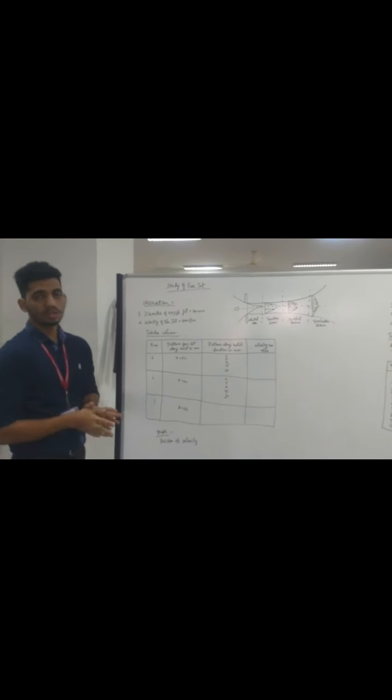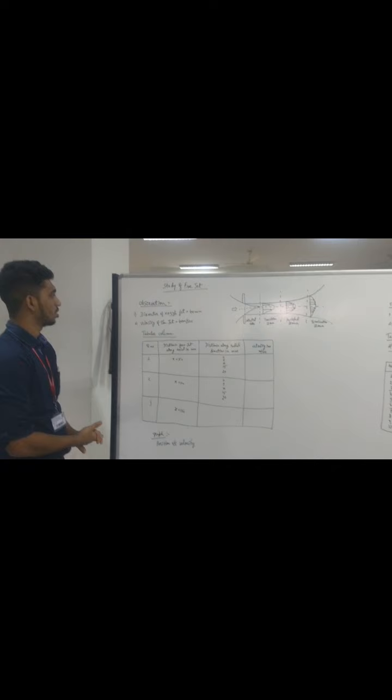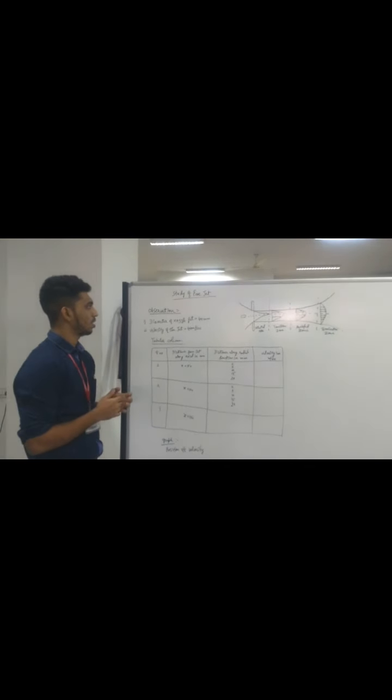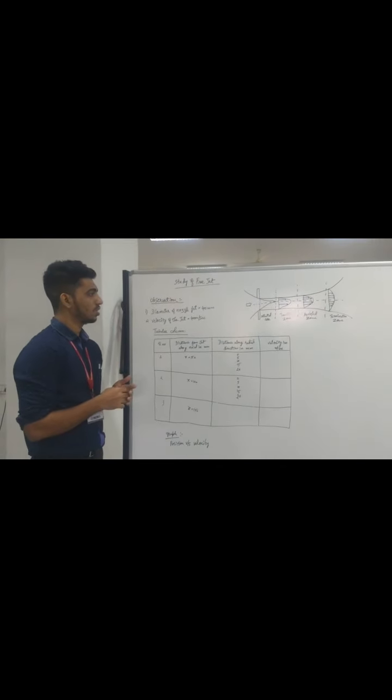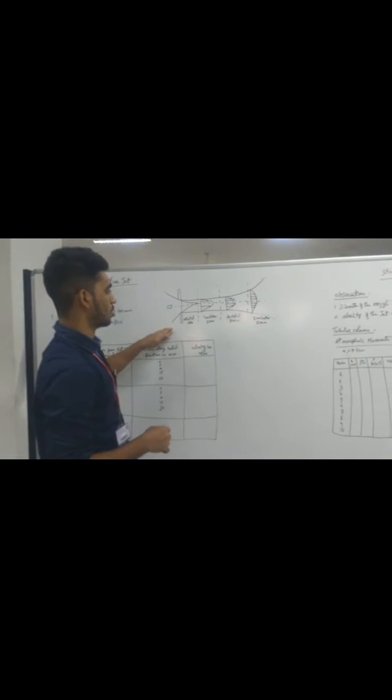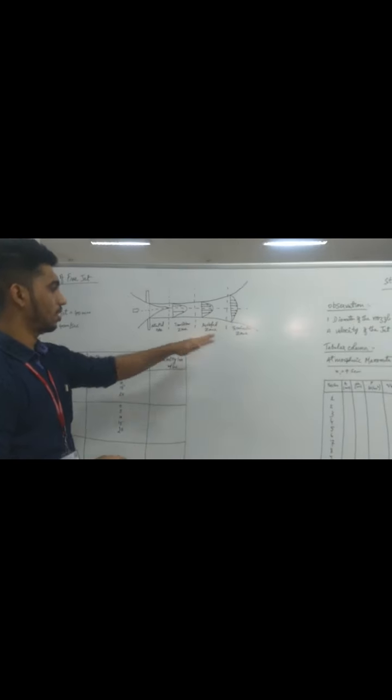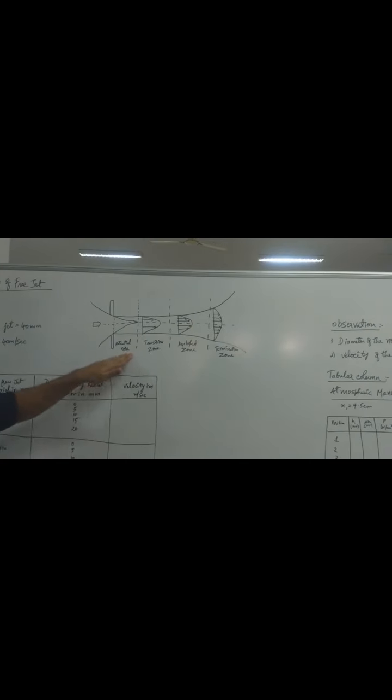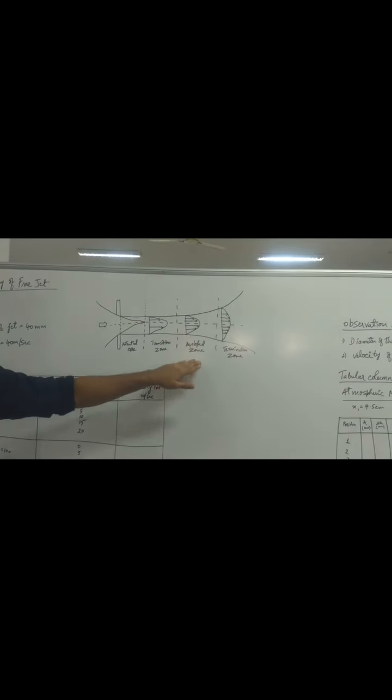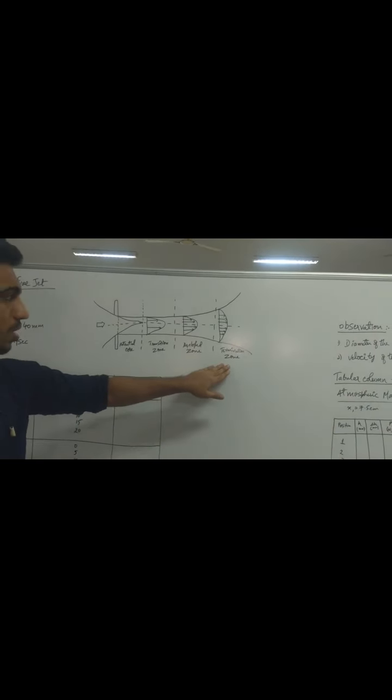So we are going to conduct an experiment on free jet and wall jet. Now, in free jet, the diagram looks like this. There are mainly four regions: potential core, transition zone, developed zone, and termination zone.